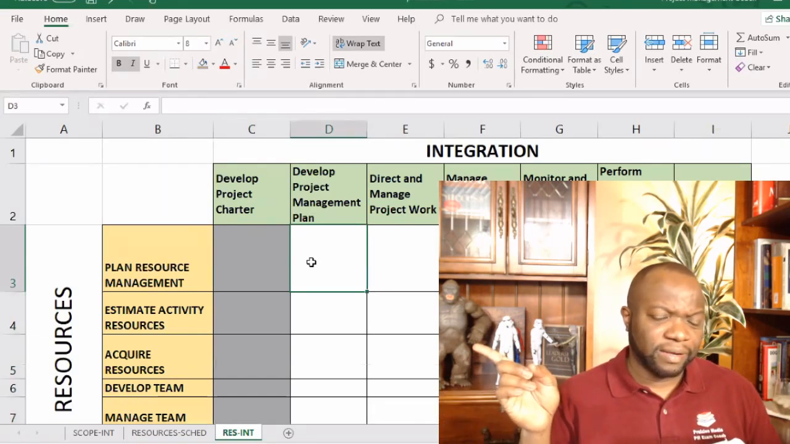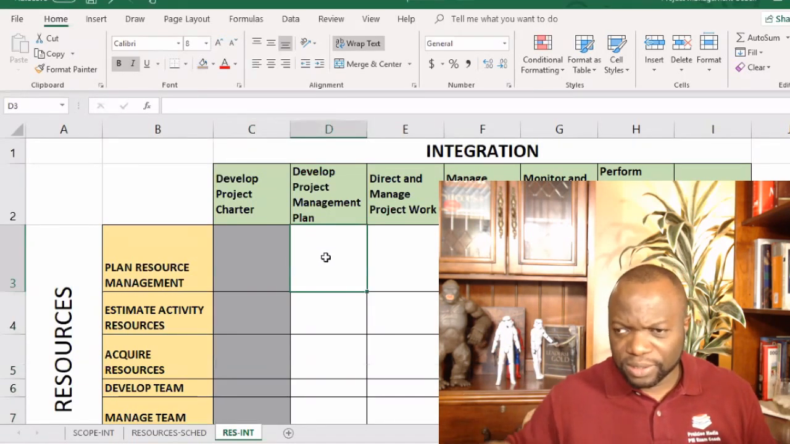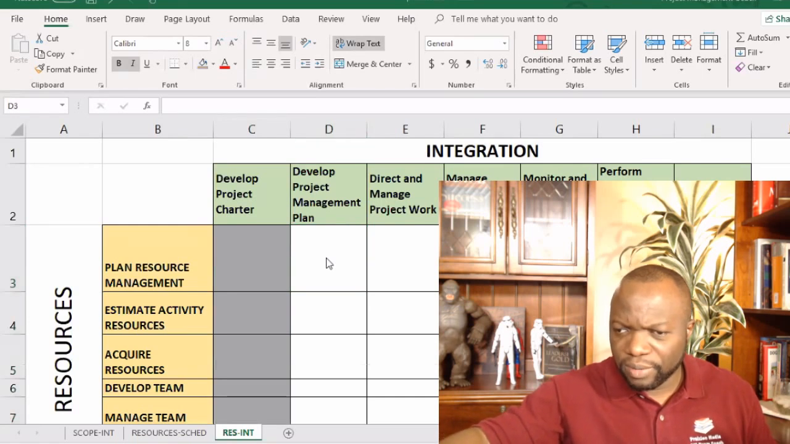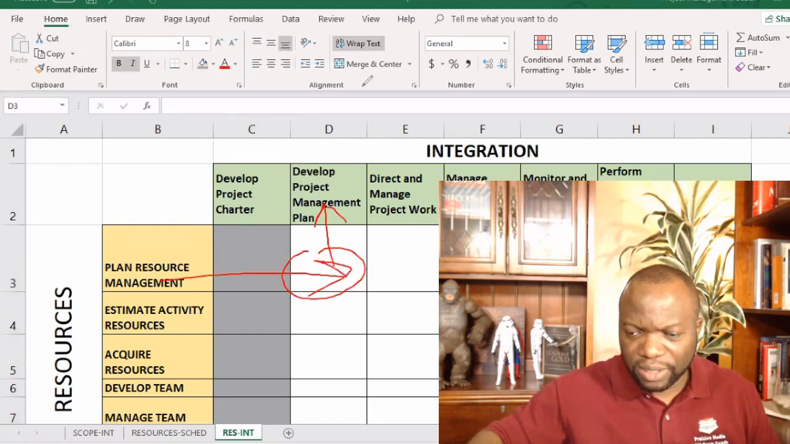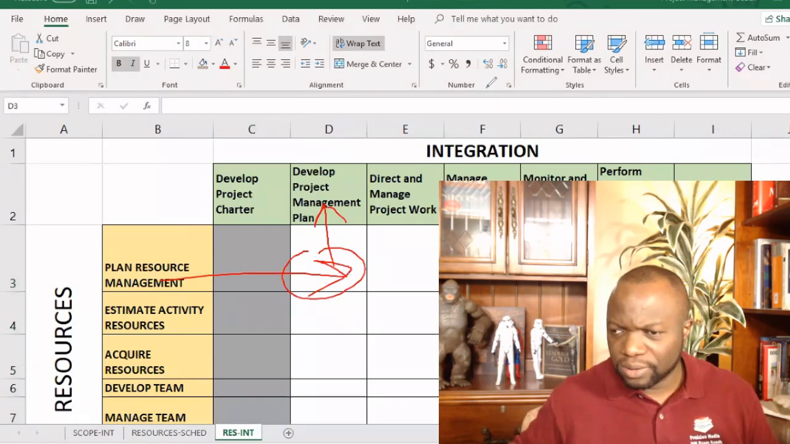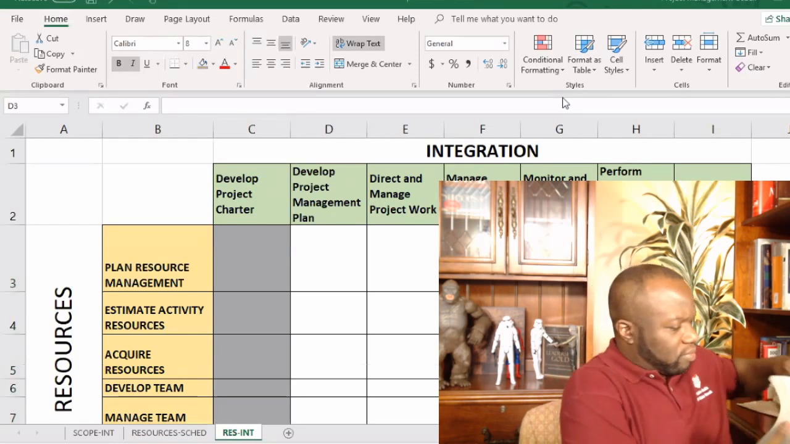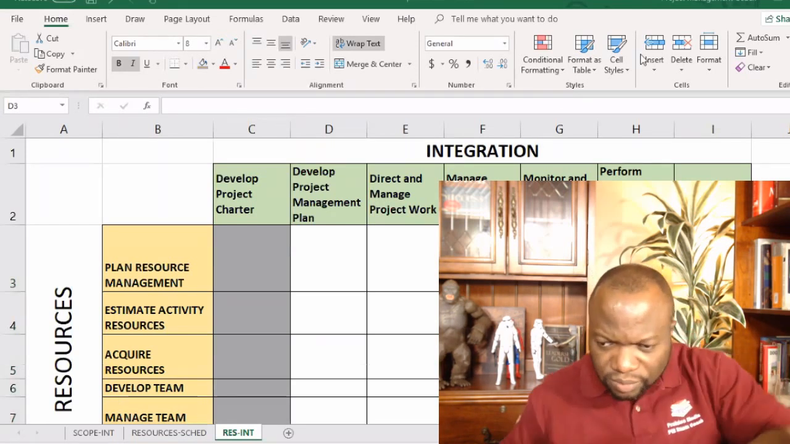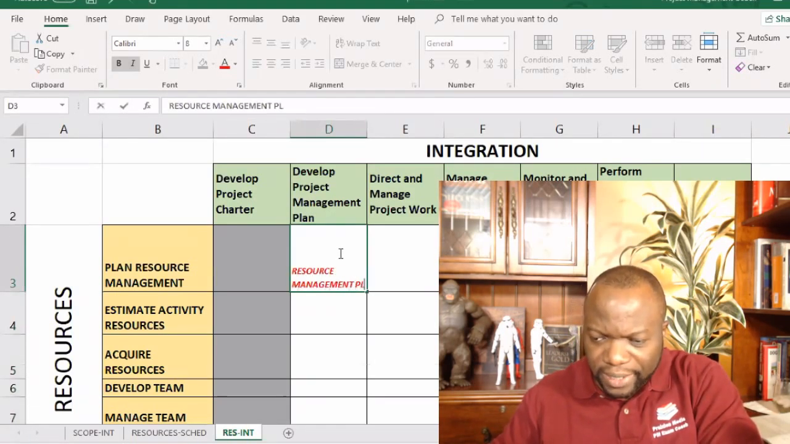So right here, you can see we've got outputs from other processes coming from all those processes and going in here. And one of these is going to be the resource management plan, right? So I hope you remember that. So let's type in resource management plan there. All right, so this is a valid input, resource management plan.